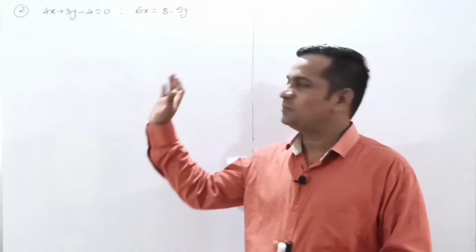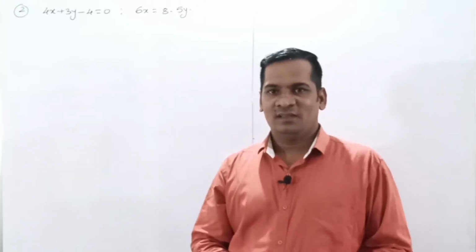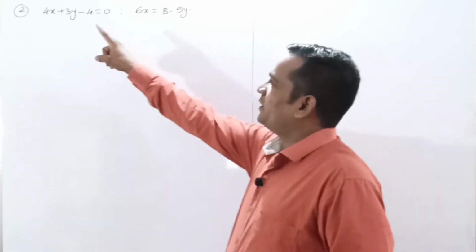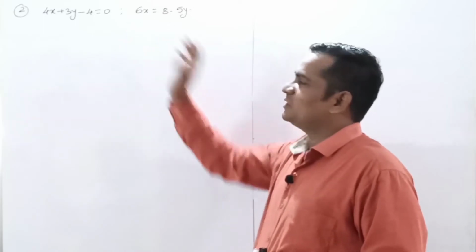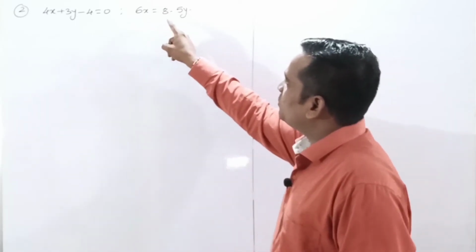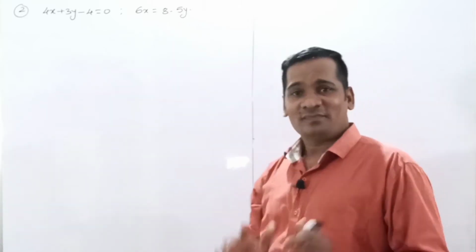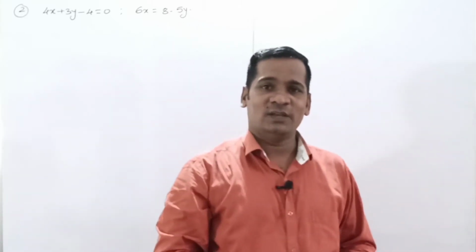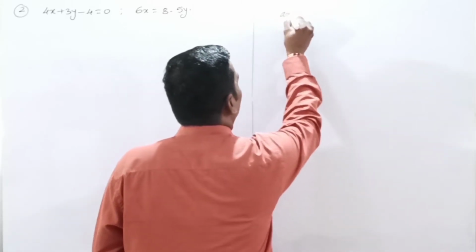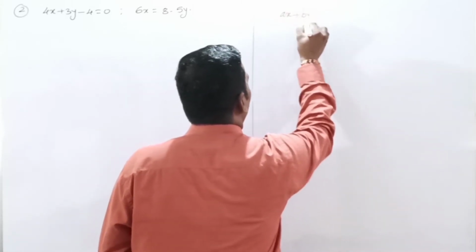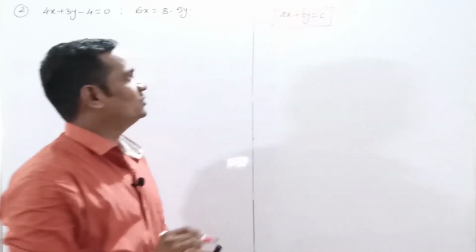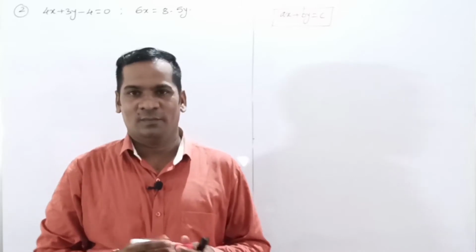So this is question number 2 from question number 3. Which two simultaneous equations are given here? 4x plus 3y minus 4 is equal to 0, and 6x is equal to 8 minus 5y. Now mind well, in the case of these two equations, both equations are not in the form of ax plus by is equal to c.